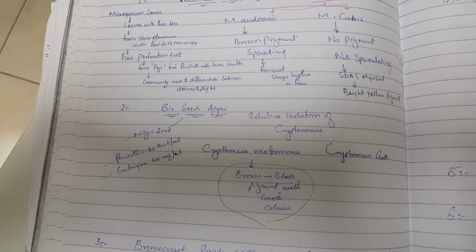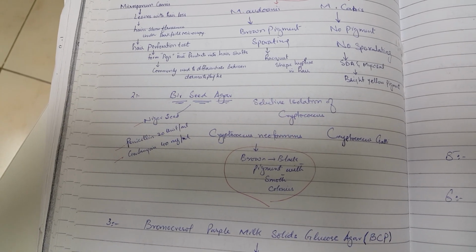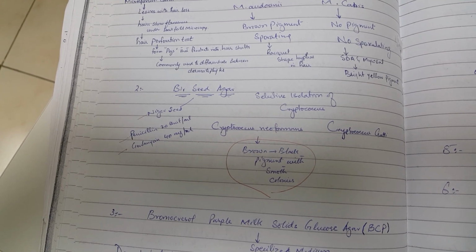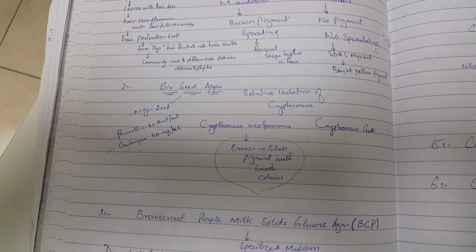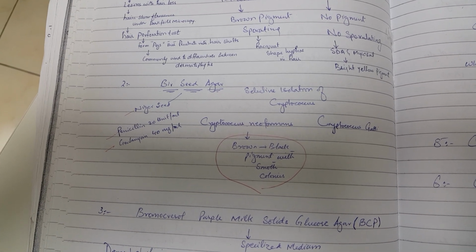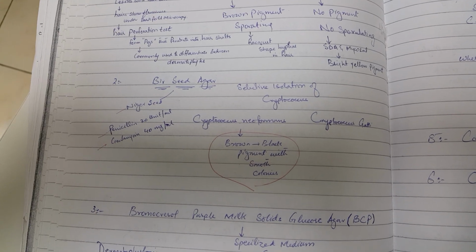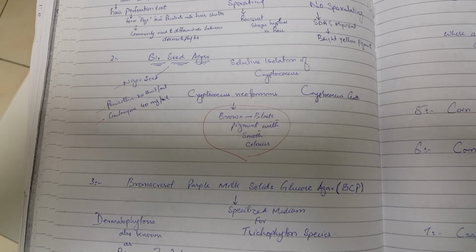Bird seed agar, containing niger seed, penicillin 20 units and gentamicin 40 mg per ml, is basically used for the differentiation of Cryptococcus neoformans from Cryptococcus gattii. Cryptococcus neoformans produces brown-black pigment with smooth colonies on this media.